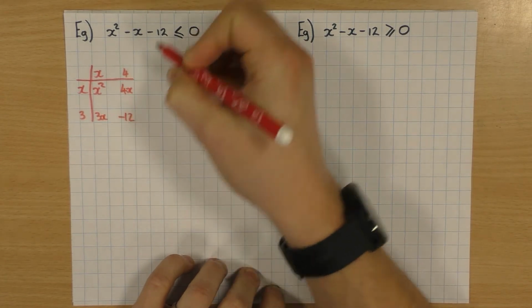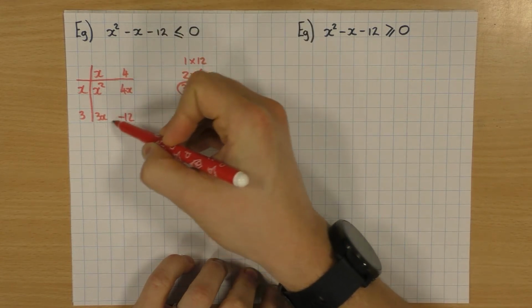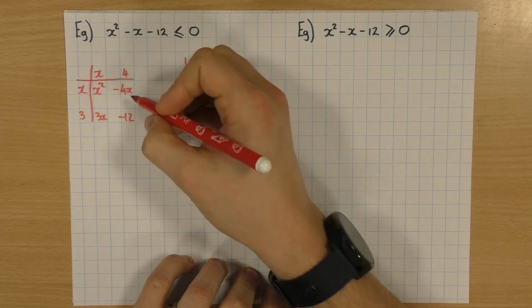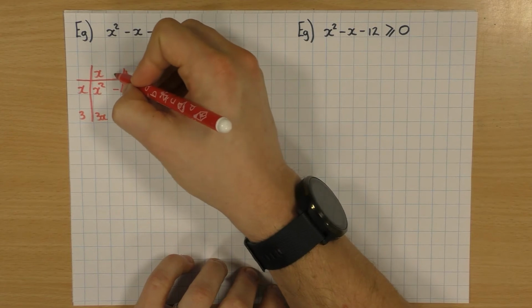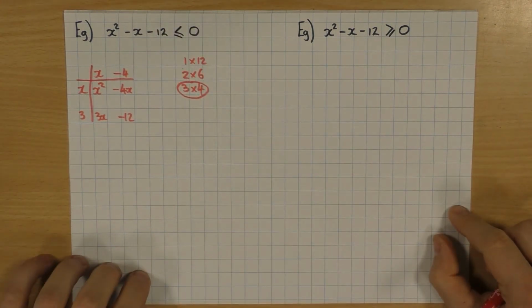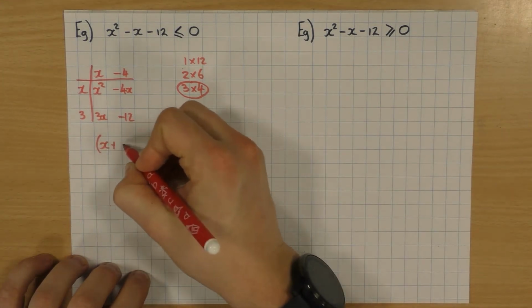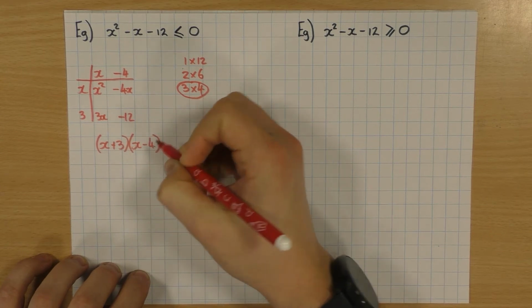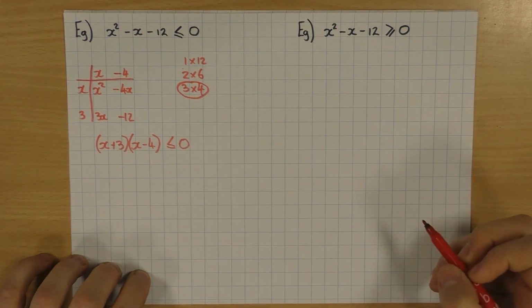3x and a 4x, but I need to be minus x. At the minute it's 7x. So to get minus 1, if you like, or minus x, if I take away 4 and then add 3, that's going to get me my minus x. And if I do that, I must remember to go back up there and add my minus up there as well. So that's x minus 4. Writing it out, I have my x plus 3 in one bracket, x minus 4 in the other bracket, and of course then it's still less than or equal to 0.